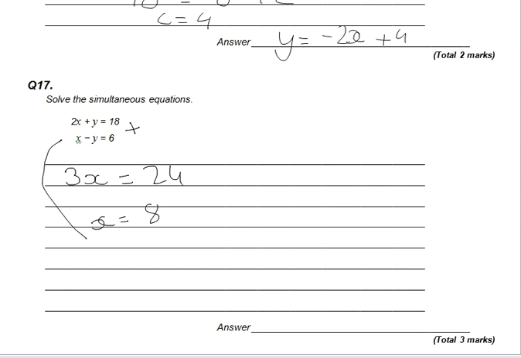Take this equation and sub it in, so 8 take away y equals 6. That suggests that y is equal to 2. Check by putting back into the first equation. 2 times by 8 is 16, plus 2 gives us 18, so I know my answer is correct. X is equal to 8, y is equal to 2.